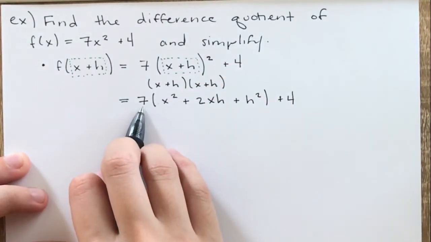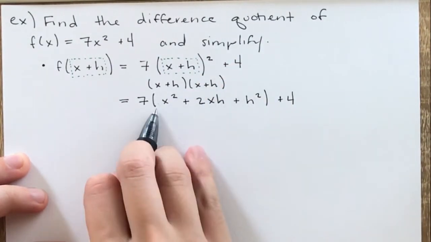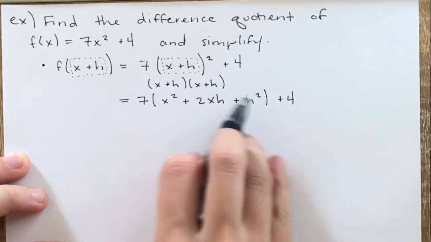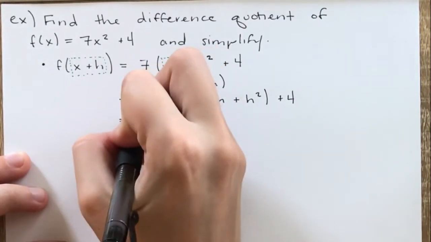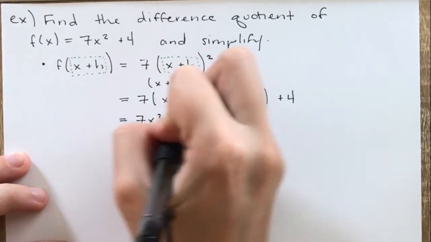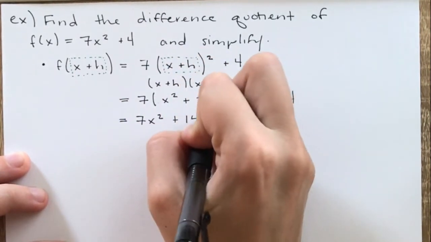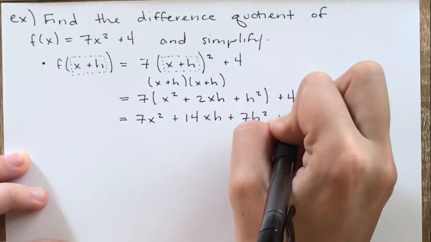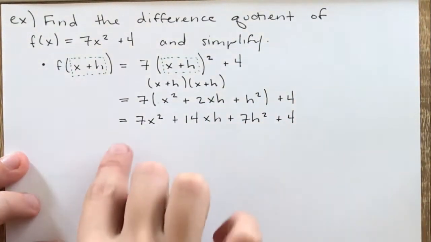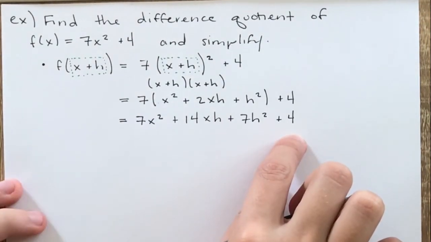Now I have to multiply this 7 by every term here. That's why it's important that we had our parentheses. So I have 7x squared plus 14xh plus 7h squared plus 4. Now that is as simplified as I'm going to get.